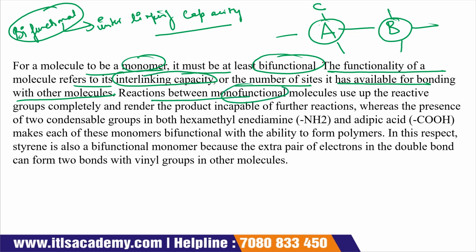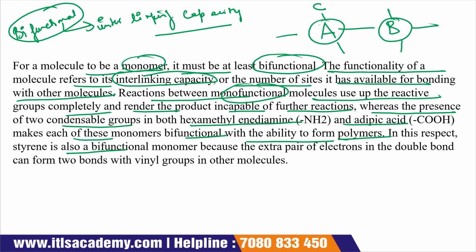Reaction of a monofunctional molecule uses up the reactive group completely and renders the product incapable of further reaction. Whereas the presence of two condensable groups in both hexamethylene diamine and adipic acid makes each of these monomers bifunctional, with the ability to form a polymer. In this respect, styrene is also a bifunctional monomer because the extra pair of electrons in the double bond can form two bonds with a vinyl group in other molecules.